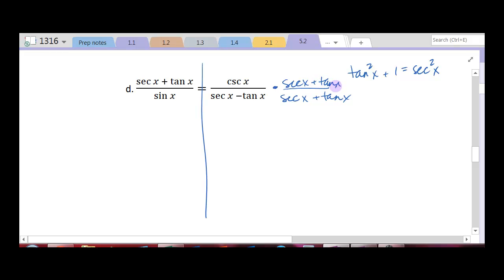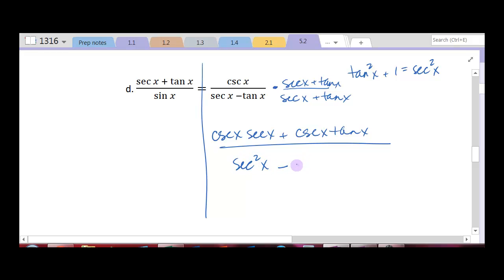Okay, so the numerator, I'm going to go ahead and distribute this, becomes cosecant x secant x plus cosecant x tan x all over, when I multiply these two terms together, I end up with secant squared x minus tan squared x. Okay, so far so good. Now how are those related? If I were to subtract tan squared to the right over here, that's equal to 1. So right off the bat, I can get rid of my denominator, turn that into 1.